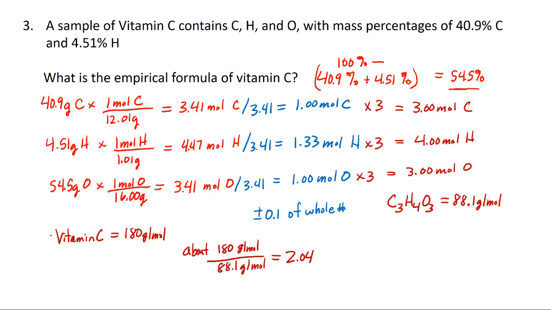We can therefore multiply the empirical formula values by 2 to calculate the real molecular formula for vitamin C. We can see then that the molecular formula, how the molecule really exists, should be 6 carbons, 8 hydrogens, and 6 oxygens for every 1 molecule, or that number of atoms in moles per mole of molecules. And this would be our molecular formula.